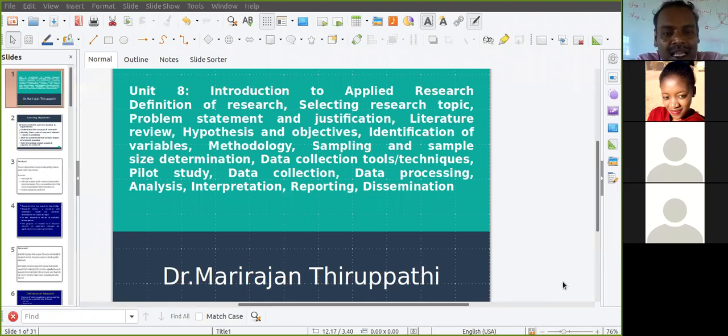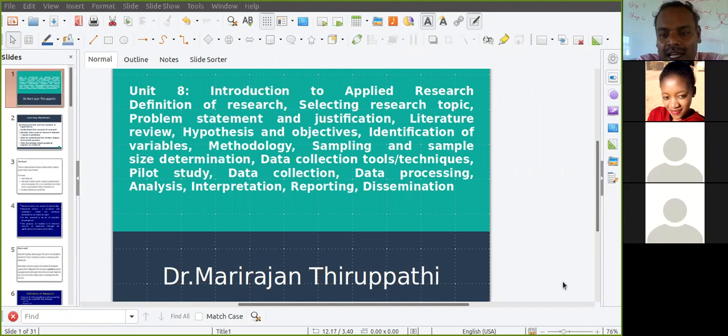Then seventh one, particular methodology related to your study. Then the eighth one, sampling size determinations, or you can say sampling procedure. Ninth one, data collection tools and techniques. 10th one, pilot study. 11th one, data collection. Then 12th one, data processing. 13th, data analysis. Then interpretations.